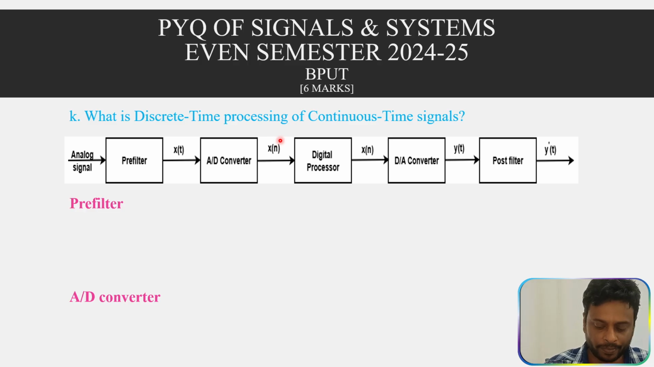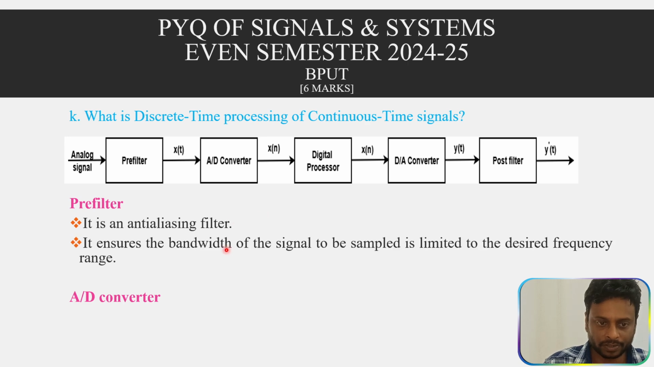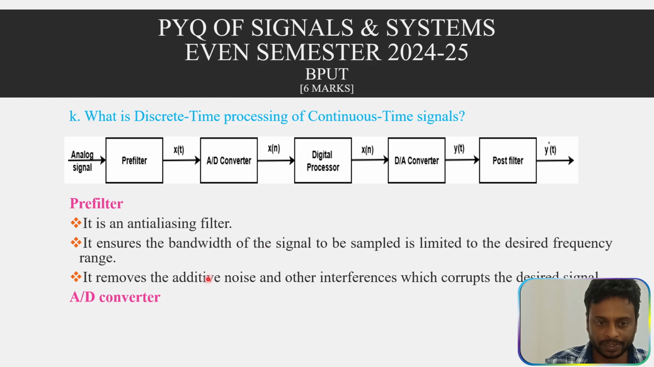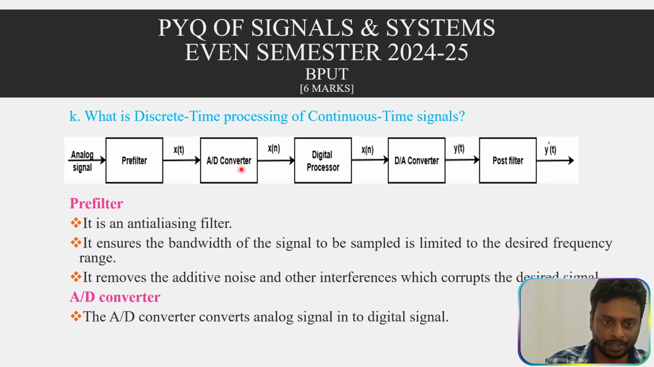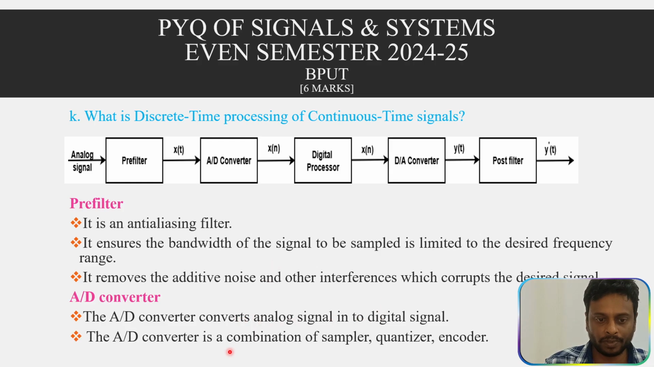We have a pre-filter, which is an anti-aliasing filter. It ensures that the bandwidth of the sampled signal is limited to a desired frequency range, so the signal should be band limited. That is ensured by the pre-filter. It also removes additive noise or other interferences which corrupt the desired signal. Then we have an AD converter that converts the analog signal into a digital signal. The AD converter is a combination of sampler, quantizer, and encoder.